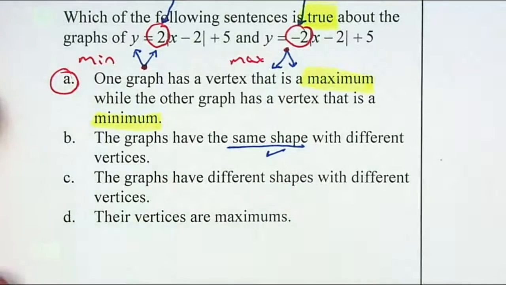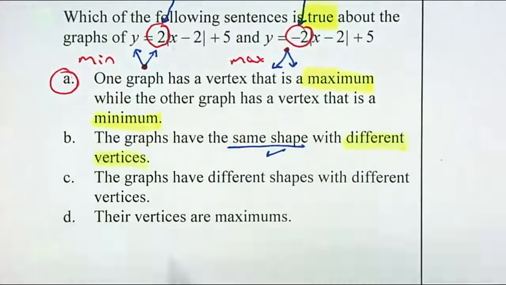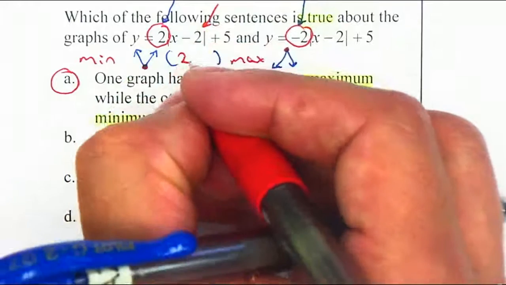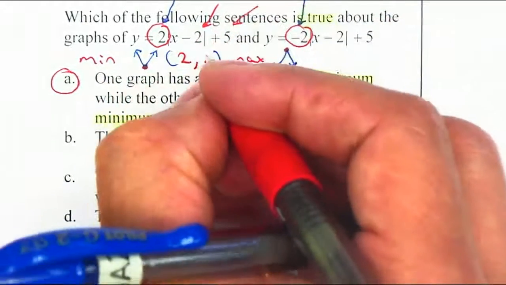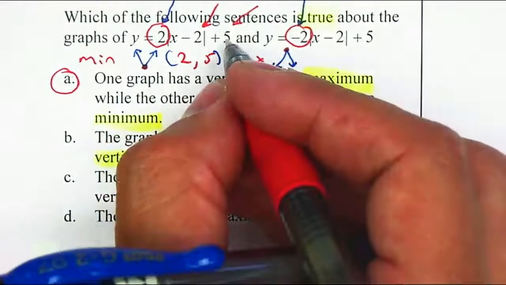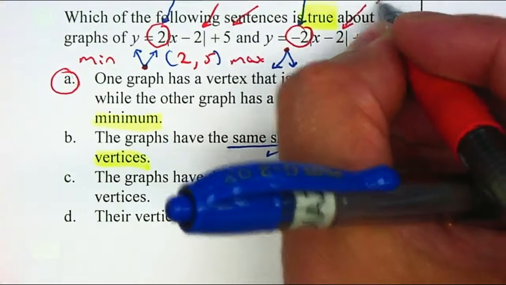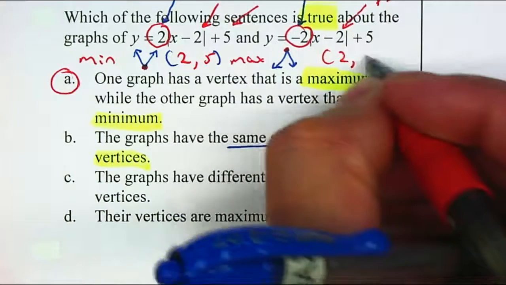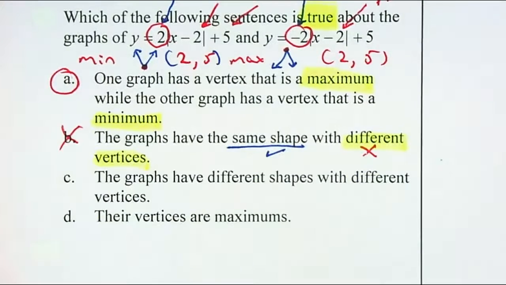Do they have different vertices? So let's write down the vertex for each one of them. The vertex for the first absolute value function, remember this is the opposite, so it'll be positive 2 and positive 5. The k stays the same, the h is the opposite. In this case, this will be positive 2 and this will be the opposite. That will be positive 2 and positive 5. So do they have different vertices? No. So your answer is not B.